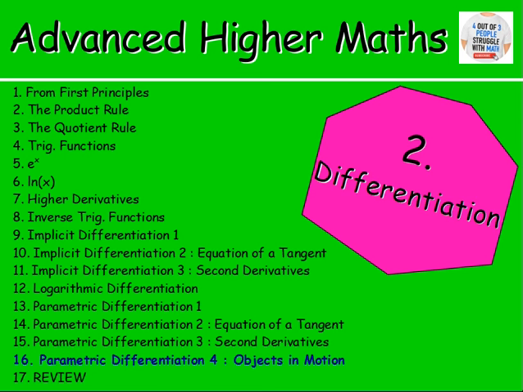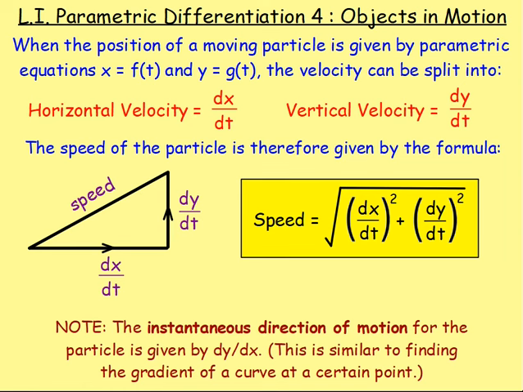Final lesson in this chapter was parametric differentiation 4. We were looking at objects in motion. And the position of a moving particle, if that is given by parametric equations, so x will be a function in terms of t and y will be another function in terms of t. You can work out the velocity: the horizontal velocity is given by differentiating x with respect to t. The vertical velocity is given by differentiating y with respect to t. So we've got dx by dt, which is horizontal, and dy by dt, which is vertical. You can work out the speed, and the way you do that is you think about Pythagoras. Really, to work out the speed, that's the square root of dx by dt squared plus dy by dt squared, and that'll give you the instantaneous speed of the particle.